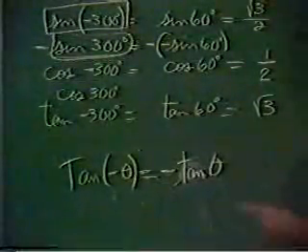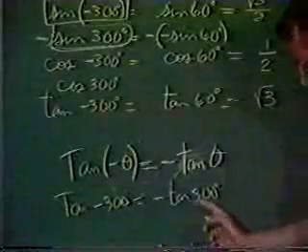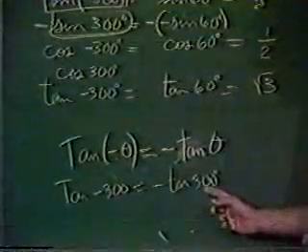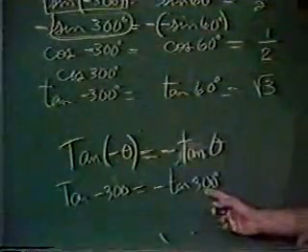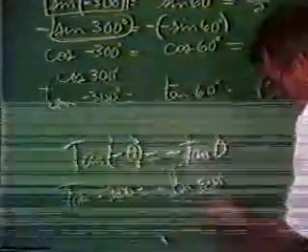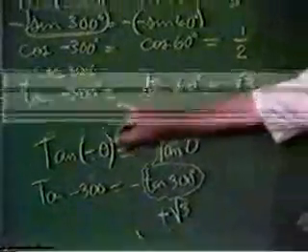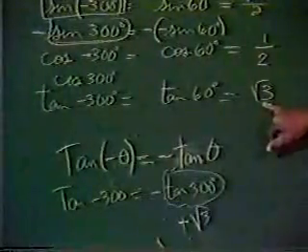Well, let's do this minus 300 degrees. The tangent of minus 300 degrees is equal to minus the tangent of 300 degrees. Well, the tangent of 300 degrees, that's quadrant 4, and the tangent there is negative. So from this part, we get a minus the square root of 3. And then the other minus changes back to a plus, final answer. And that's why this comes out to be a positive square root of 3.